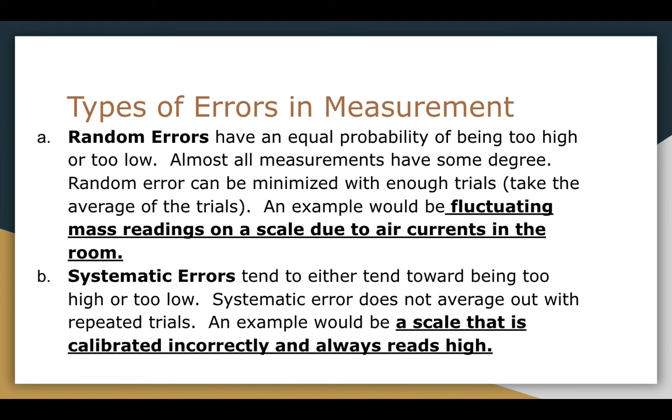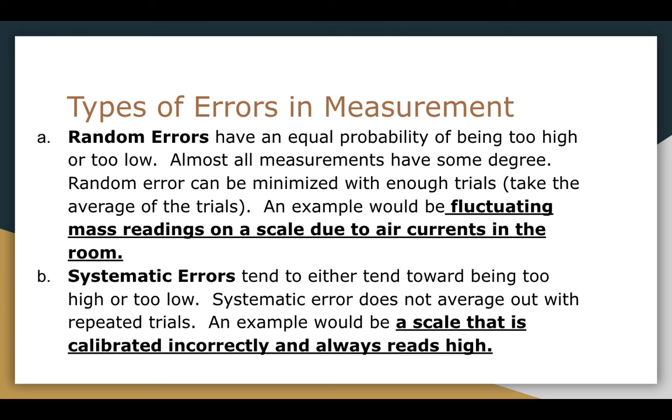Now there are 2 types of errors in measurement. One is called random errors, and random errors have an equal probability of being too high or too low. Almost all measurements have some degree of random error. Random error can be minimized with enough trials, and you take then the average of those trials because there are probably just as many readings too high as too low.